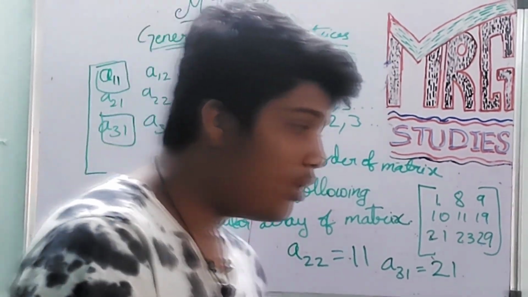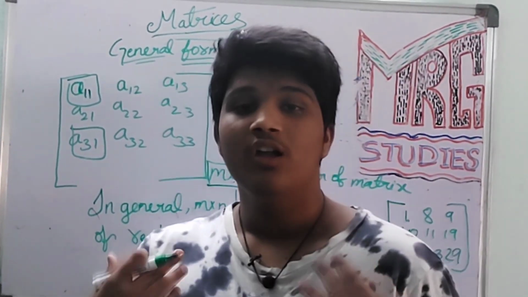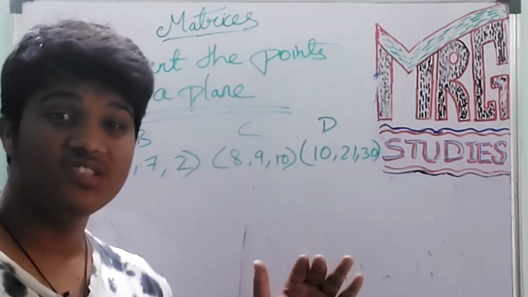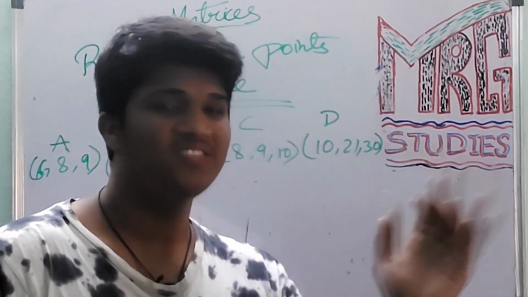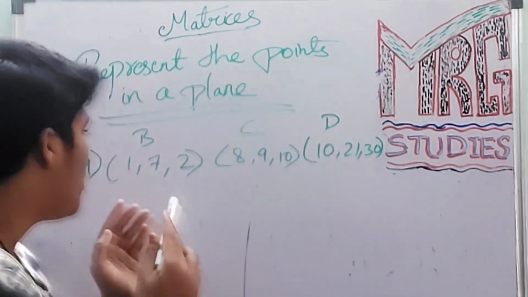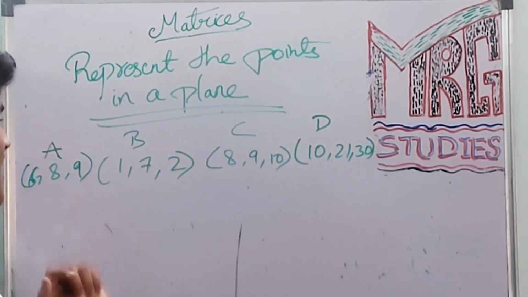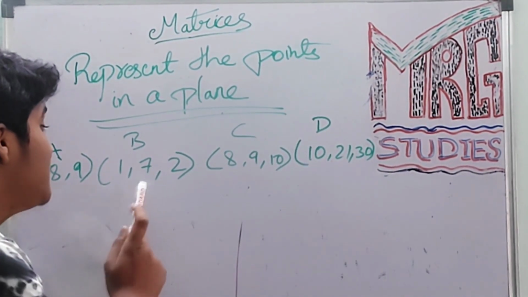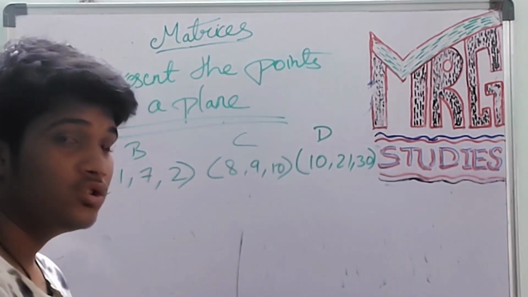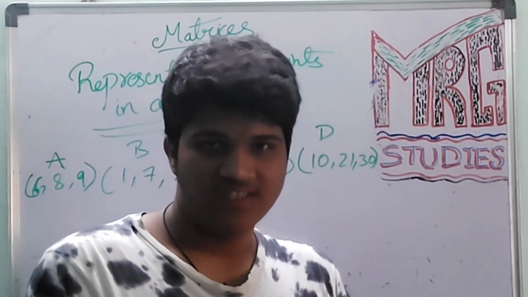Now I will tell you how to represent points in a plane in matrices. See friends, represent the points in a plane. So these are the points that we have in the plane. A is 6, 8, 9 and B is 1, 7, 2, C is 8, 9, 10, D is 10, 21, 30. So these are our points. Okay. Now we should represent this in matrices. See how I will.